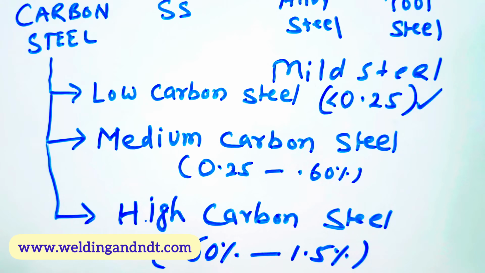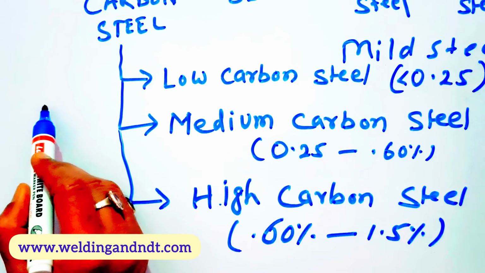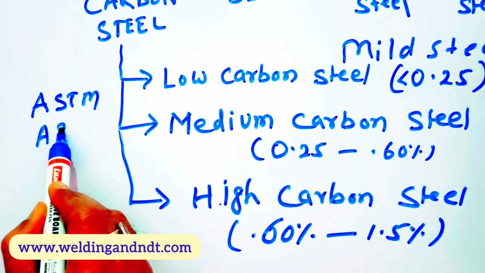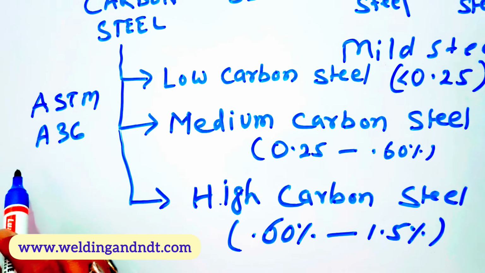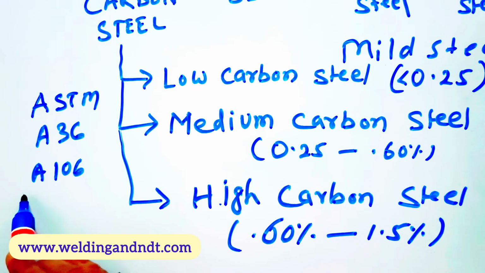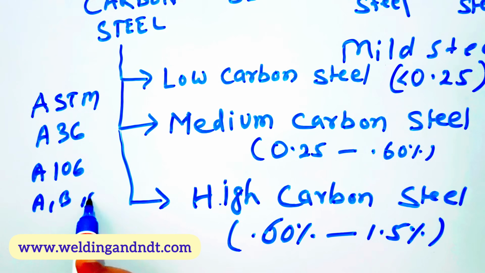And in low carbon steel, the material grades which fall are like ASTM A36. Here I will write. In carbon steel, the material grades are like ASTM A36. Then you have ASTM A106. In A106, there will be three grades. Grade A, grade B, and then grade C.